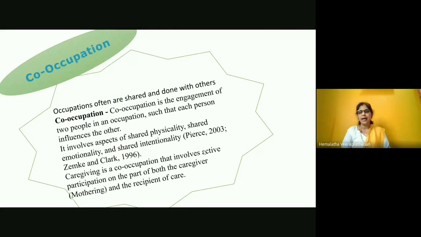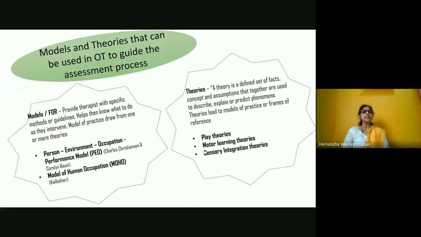So when we are applying our process of understanding the family, we need to understand what the role of the client is and what the role of the social members participating in the task is, and in which aspect they are taking a role. Is it physicality, emotionality, or intentionality? Because this is the first step we do in the OT process. If you talk about models and theory, there are a lot of them. We really need to understand what a model is and what a theory is.